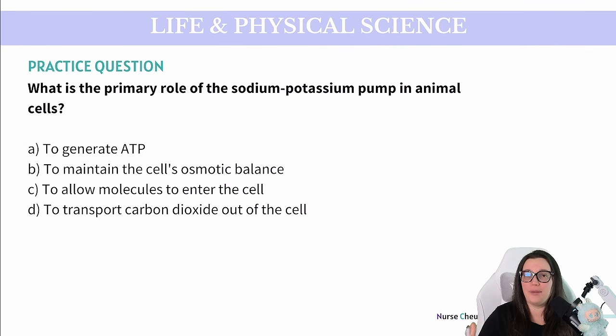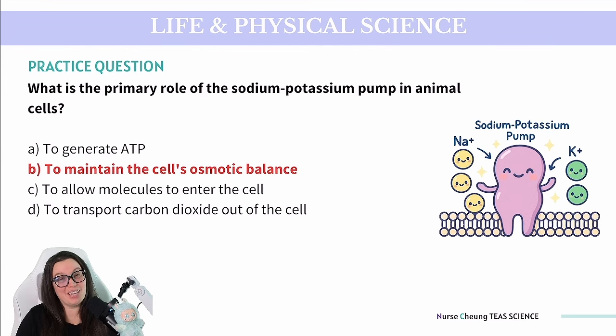What is the primary role of the sodium-potassium pump in animal cells? Does it generate ATP? Does it maintain the cell's osmotic balance? Does it allow molecules to enter the cell? Or does it transport carbon dioxide out of the cell? And you guessed it, the correct answer is B. It helps maintain the cell's osmotic balance.